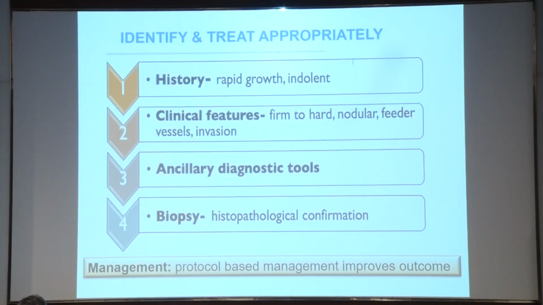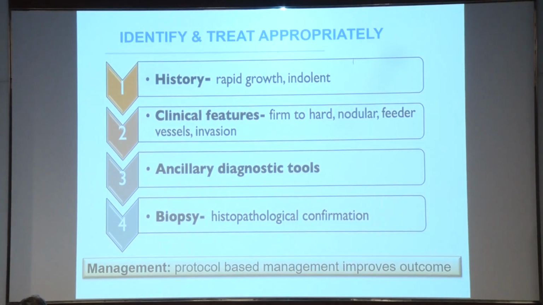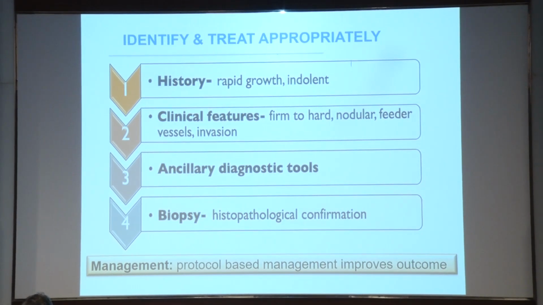So identifying and treating eyelid lesions is very, very important. You have to look into the history, clinical features, ancillary diagnostic tools if you require, and biopsy definitely gives you the diagnosis. So never throw away any tissue, even if it looks benign in your clinical practice.